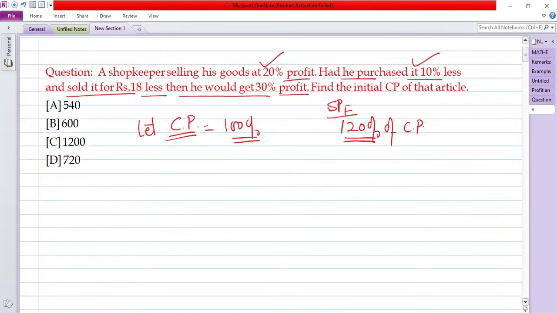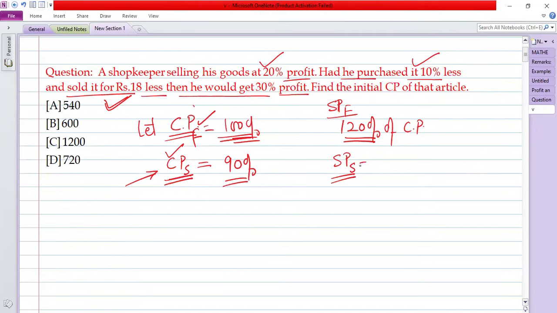And had he purchased 10% less, this will be the second cost price. It will be nothing but 90%. Obviously, this 100% is the first cost price, then the second cost price will be 90%. And sold it for rupees 18 less means what will be the second selling price? The second selling price will be 120% minus 18. Okay, then he would have got 30% profit.